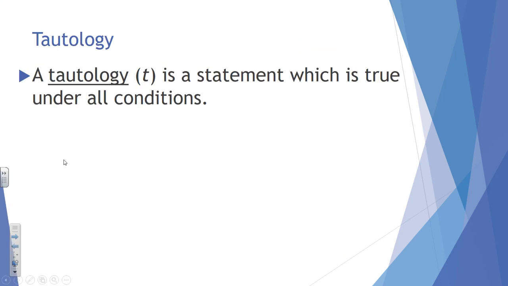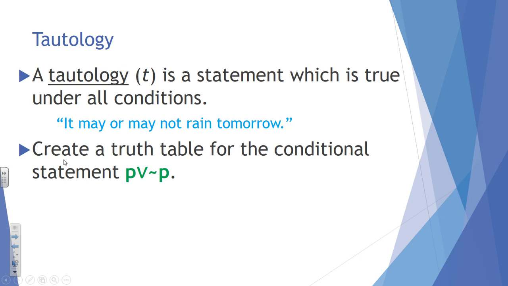Okay, first of all, we need to define a tautology. A tautology is a statement which is true under all conditions. If something is always true, it's a tautology. So, for example, it may or may not rain tomorrow. Well, that is certainly true. Either it will or it won't rain, and that's an example of a tautology. So let's create a truth table for the conditional statement P or not P. That's like saying it may or may not rain tomorrow.